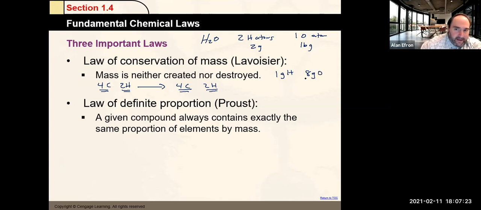And again, no matter where you go, no matter what you do, it's always going to be that if you're talking about something like water. So again, we always have these compounds that come out in these exact ratios or proportions based on mass, based on the elements that are present.